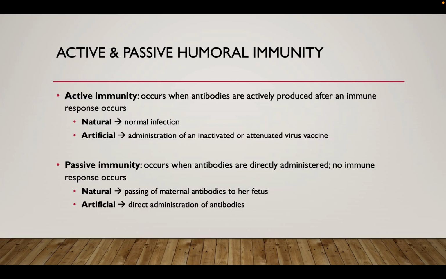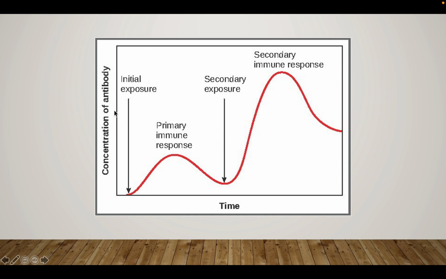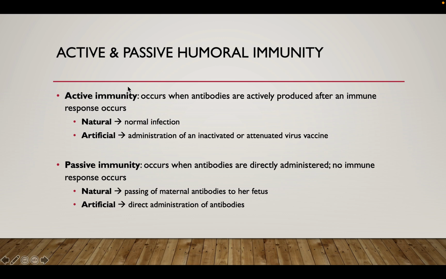Okay, so we have different types of immunity in terms of how we get these antibodies. If we go back, we're talking about the concentration of antibodies and how many there are. Well, how do we get those? We can get them in different ways. We can get them actively, or we can get them passively. Actively means that we actually have to produce the antibodies after an immune encounter, an immune response. Passive immunity refers to the idea that we are directly given, or we directly receive, the antibodies, and we don't have to actually have an immune response to make those.